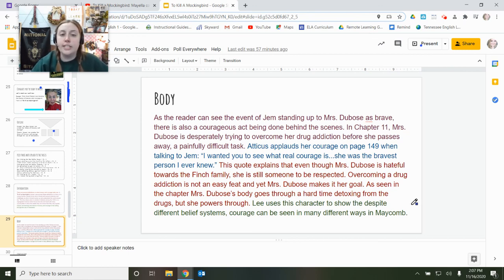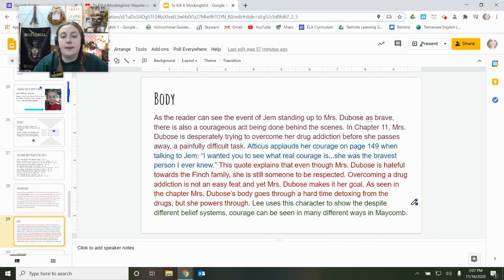Okay, so it says, as the reader can see the event of Jim standing up to Mrs. DeBose as brave, there's also the courageous act being done behind the scenes. In chapter 11, Mrs. DeBose is desperately trying to overcome her drug addiction before she passes away, a painfully difficult task. Atticus applauds her courage on page 149 when talking to Jim. "I want you to see what real courage is. She was the bravest person I ever knew."